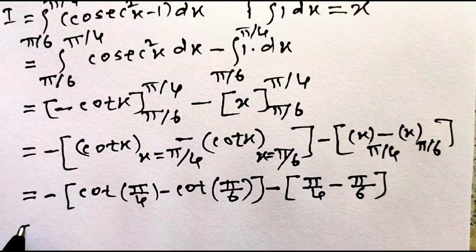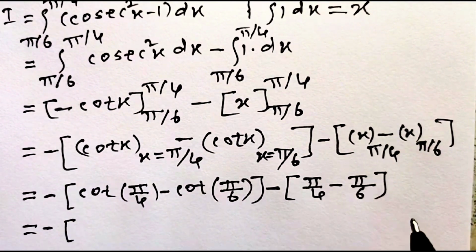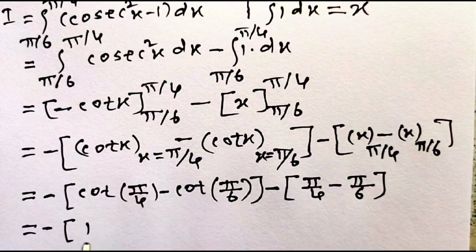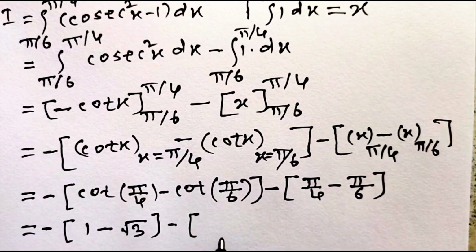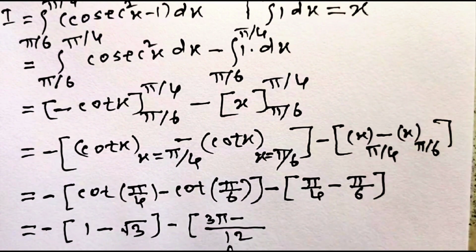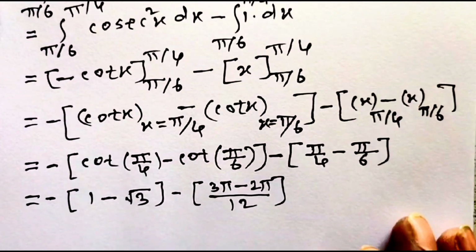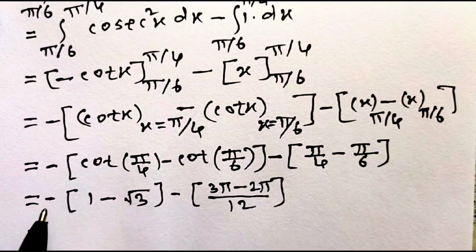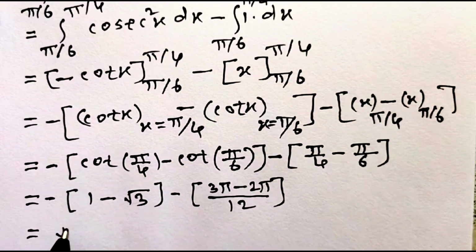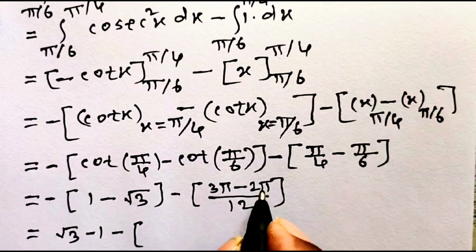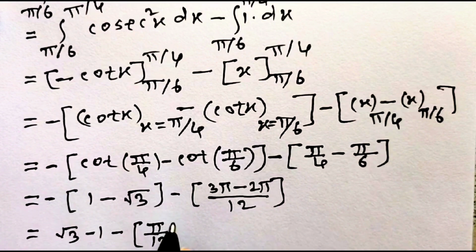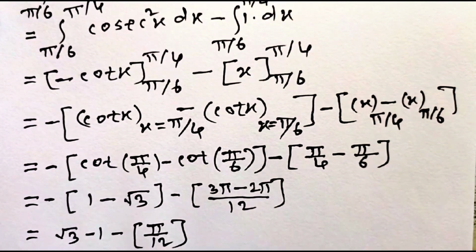Simplify and get the answer. This is equal to minus cot pi by 4, its value is 1, minus cot pi by 6, its value is root 3, minus, now you can take its LCM 12: 4 times 3 is 12, 3 pi minus 6, 2 times 6 is 12, 2 pi. Again, this is equal to, multiply this bracket by minus sign, so we can write root 3 minus 1 minus 3 pi minus 2 pi, 1 pi, pi upon 12. And this is the final answer.